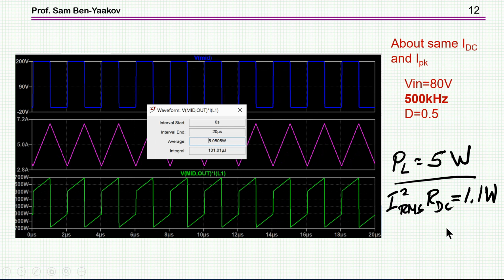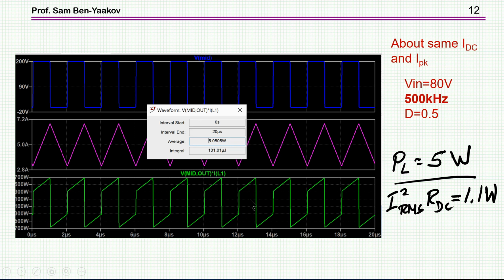So what I did, I ran the same circuit at 500 kilohertz. Now in this case, of course, I had to adjust the voltage so that I'll get about the same ripple and about the same DC current. And lo and behold, I see that in this particular case, the product of the voltage times the current, the average of this product, is 5 watts.